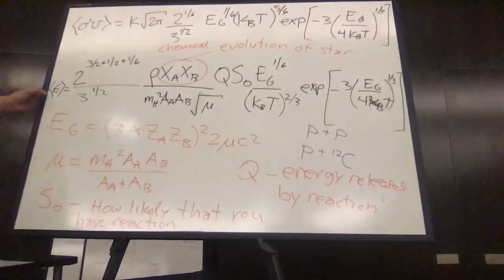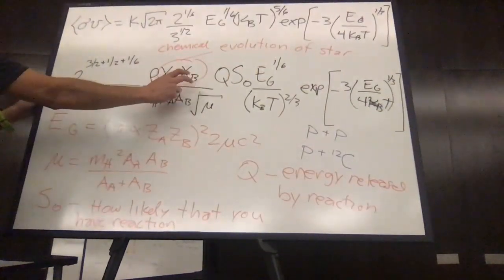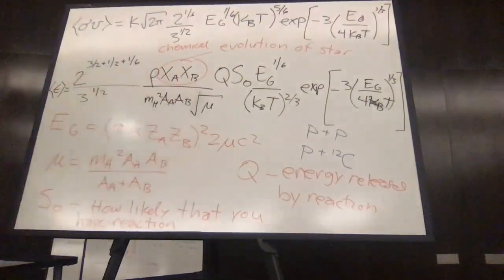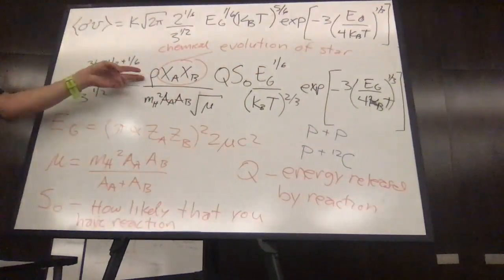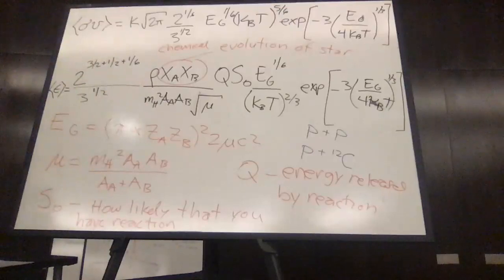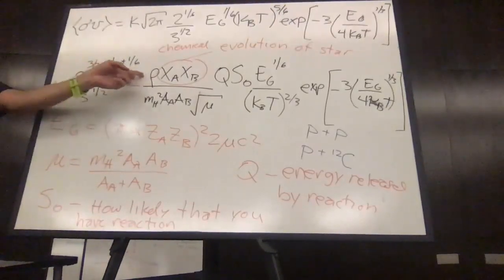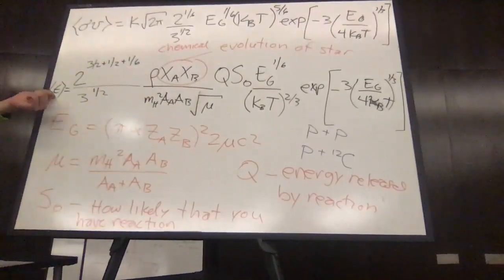The energy is going to depend on the chemical evolution, so the compositions. And there's another relationship that is more subtle with the density. So if you increase the density, then you will increase the average energy that you're getting out of this reaction. How can you decrease your density?